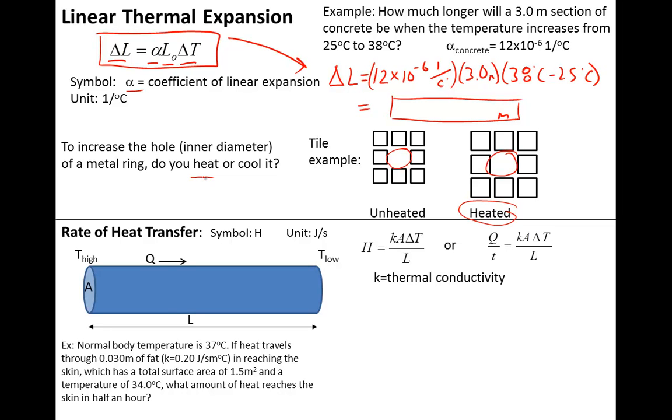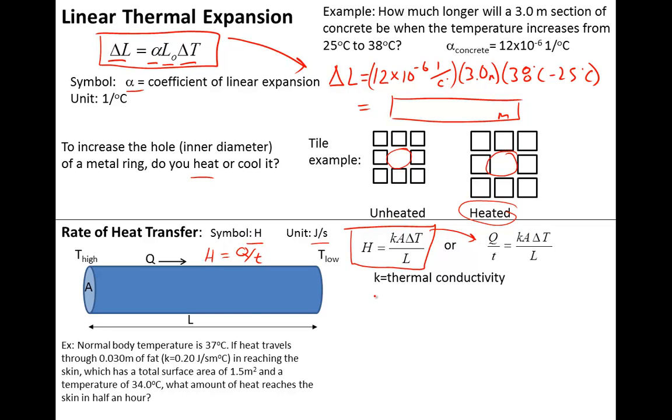Rate of heat transfer, the symbol for it is H. Its units are joules per second. It's solved by using this equation. This is the equation that you need to memorize from the equation sheet. However, because the rate of heat transfer H is equal to Q over t, we are probably better off rewriting this equation this way, so that H is equal to Q over t.